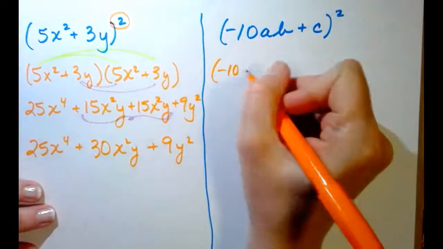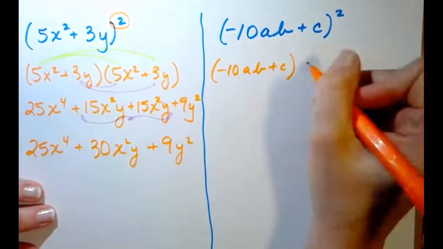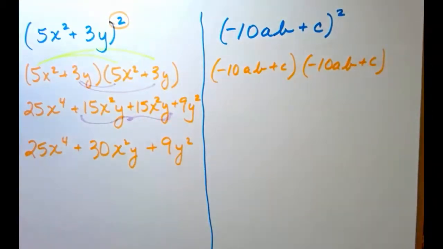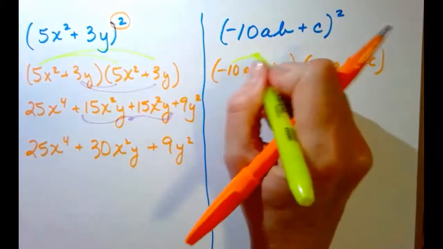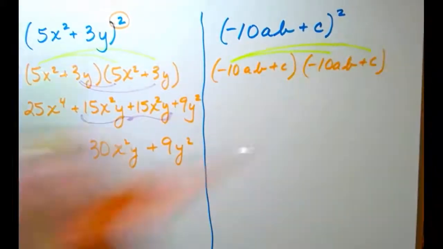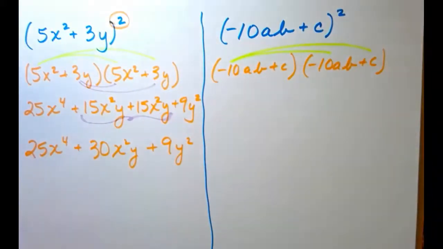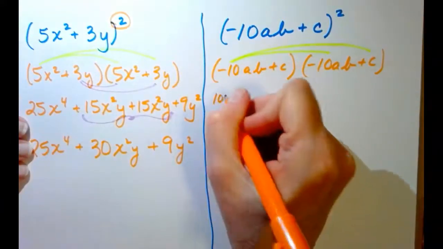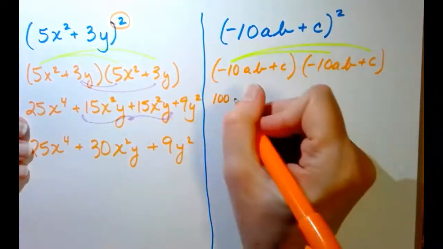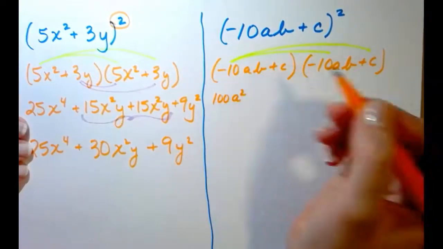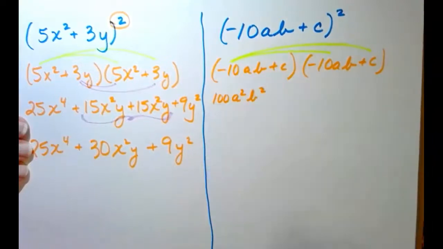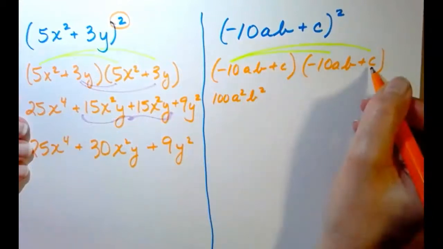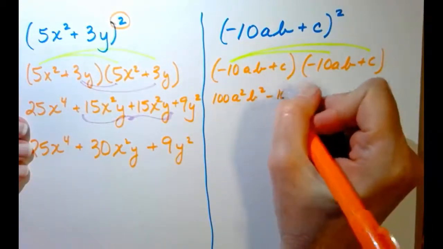Negative 10ab plus c times negative 10ab plus c. We'll be using the distributive property. Distribute the first term to both terms in the second set of parentheses. Negative 10 times negative 10 is 100. A times A is A squared. B times B is B squared. Negative 10ab times positive c will be negative 10abc.